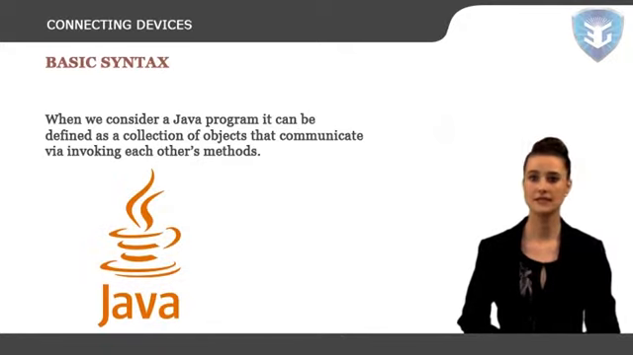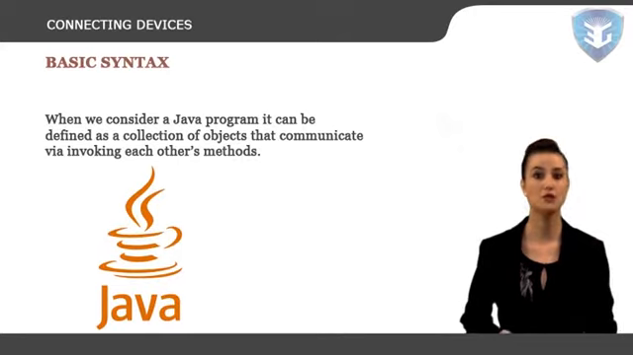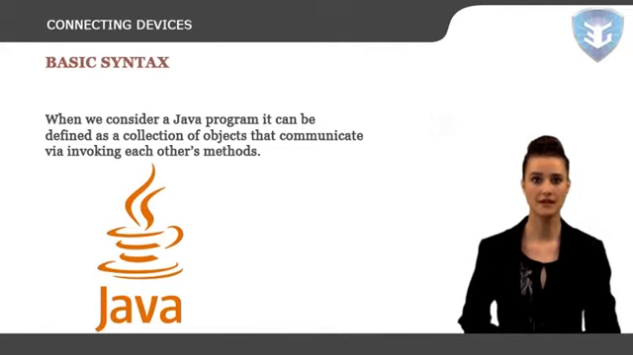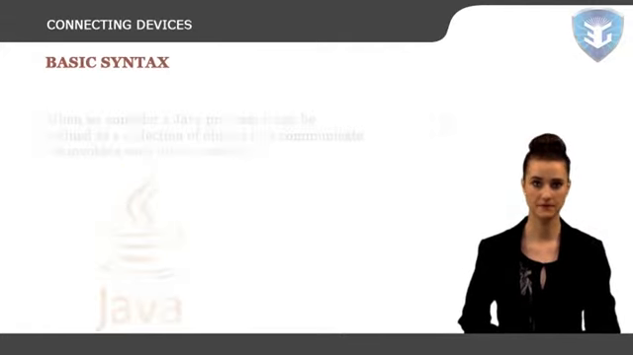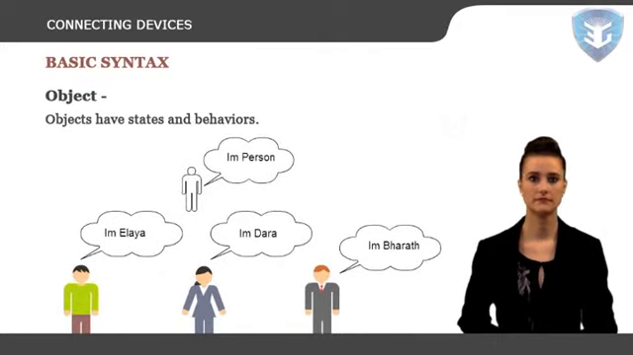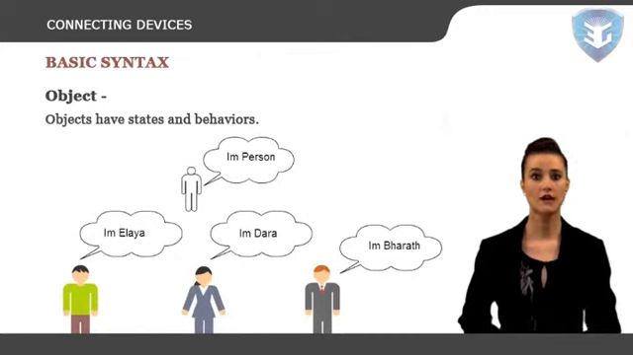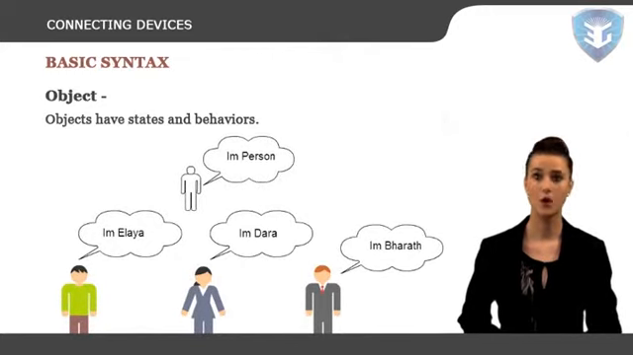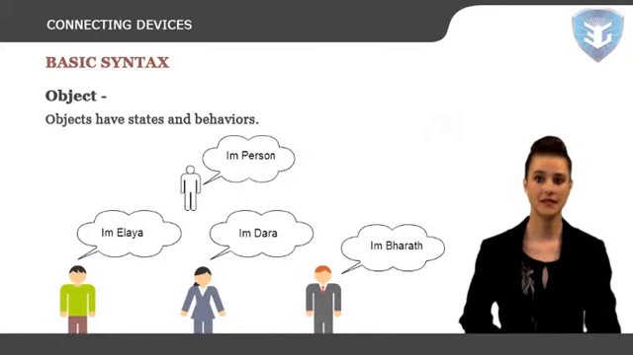Let's talk about basic syntax. When we consider a Java program, it can be defined as a collection of objects that communicate via invoking each other's methods. Let us now briefly look into what class, object, methods, and instance variables mean. Object. Objects have states and behaviors. Example: a dog has states color, name, breed, as well as behaviors: wagging, barking, and eating. An object is an instance of a class.